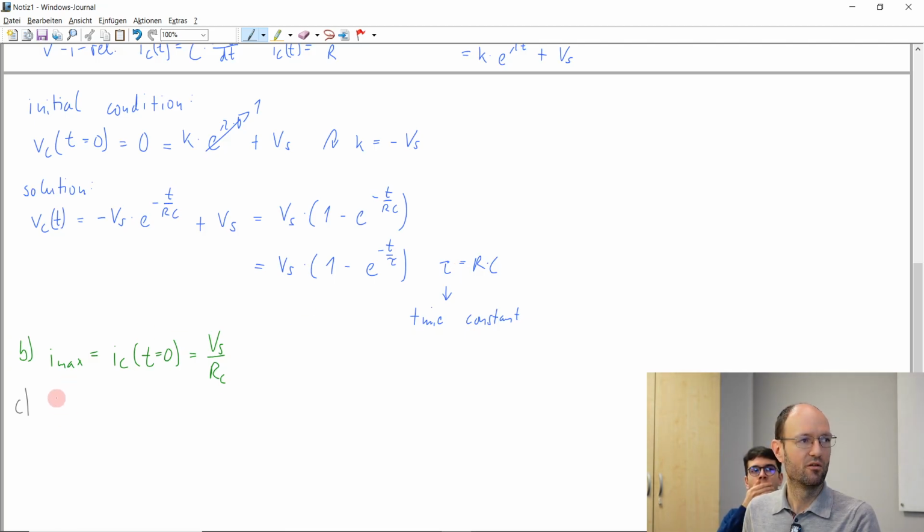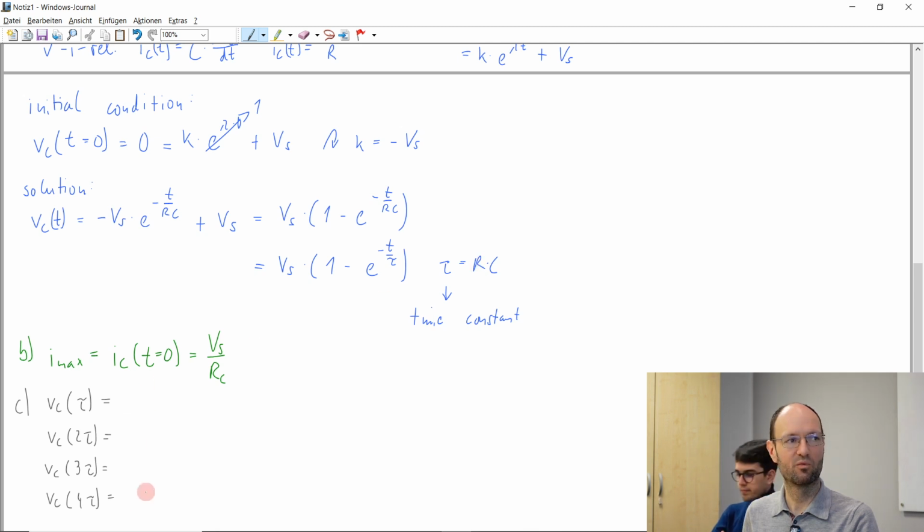So if we calculate our voltage here for tau, and maybe for 2 tau, and maybe for 3 tau, and maybe for 4 tau or so, we can see how this changes. And if you have not too many values, you can do it with a plain calculator. If you have, of course, Octave, MATLAB, something like this, you can also do it for more values.